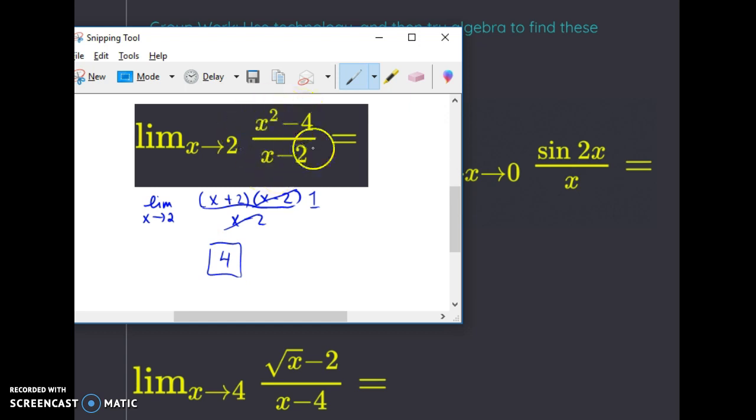This function, (x squared minus 4) over (x minus 2), actually acts exactly like x plus 2. It acts like a straight line, except that it has a hole. It has a hole at x equals 2, and the y-coordinate of the hole is 4.